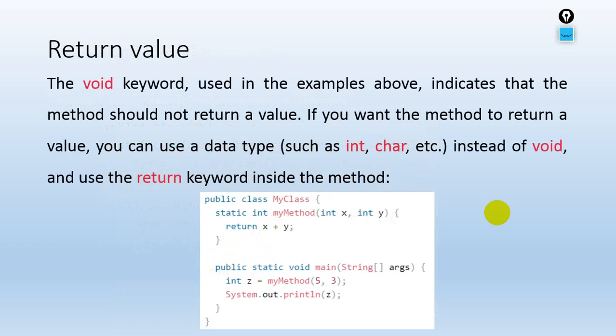What does it mean? It means that when we want to use a method in Java, the method can also return a value to another variable. Okay, it can return a value to where we are calling the method.